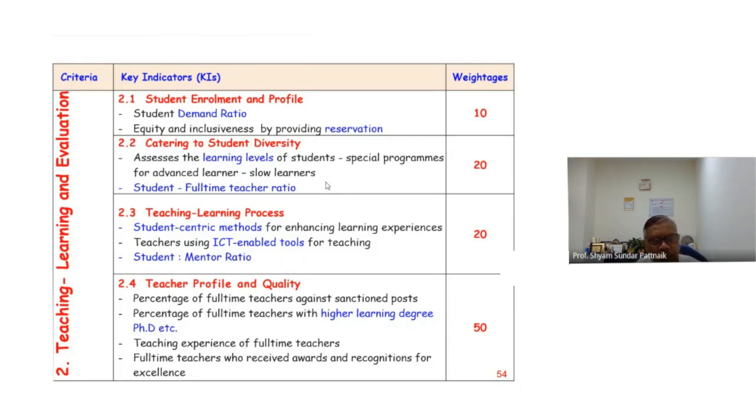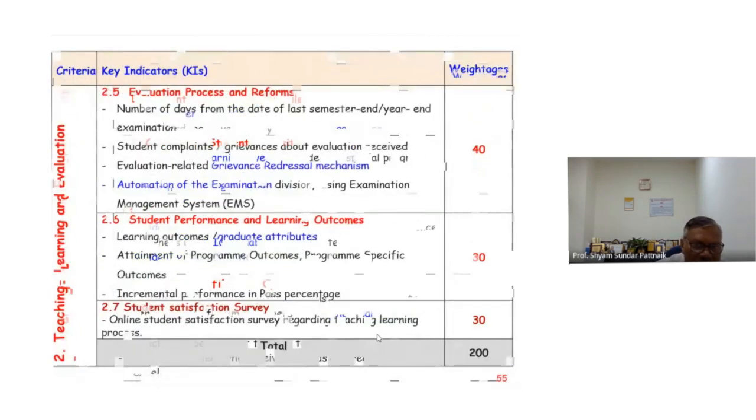In the teaching-learning process, the emphasis is mainly on digital learning, ICT-based learning, and a student-centric approach, including mentorship. These are part of your NBA components also. Teacher profile: I've already told you that higher degree holders and a good quality profile help us to judge your institute or university in a better way.